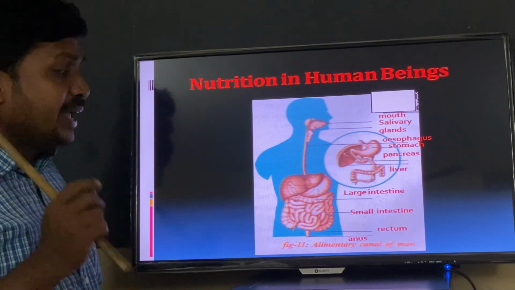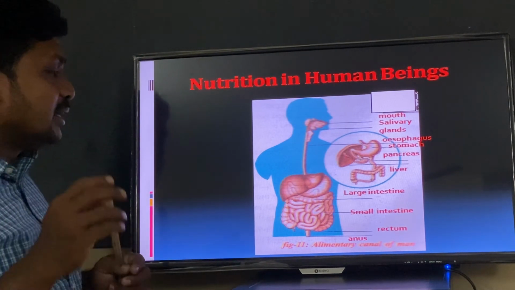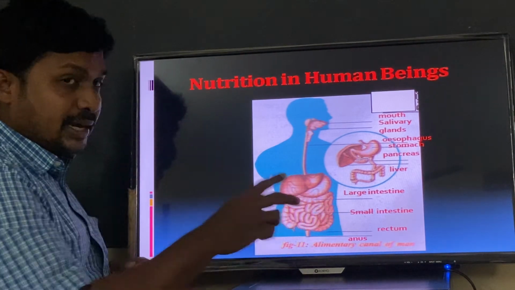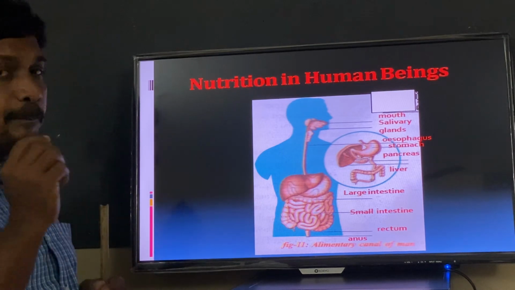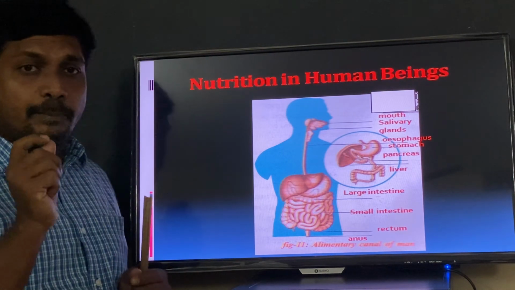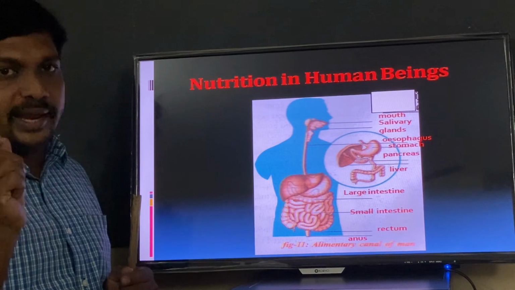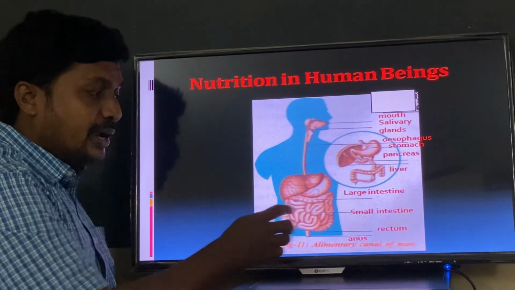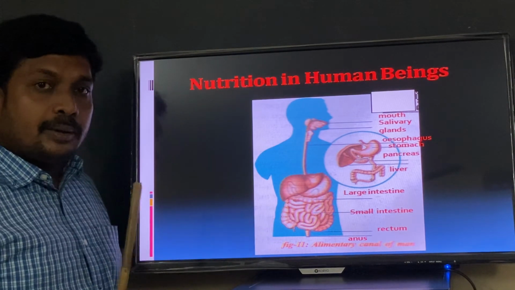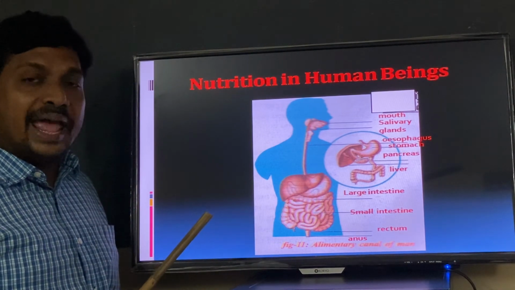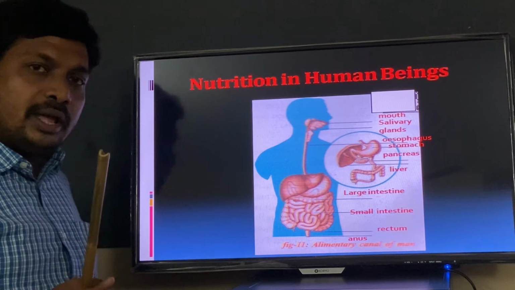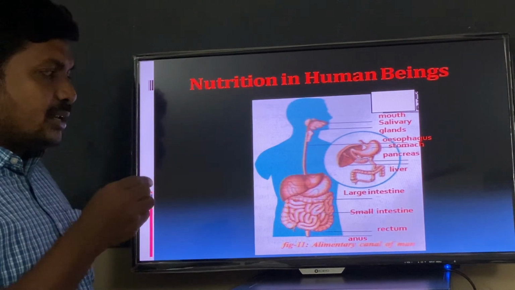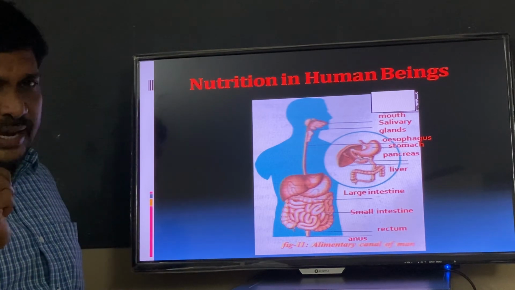What is that? Intestinal juice. This intestinal juice contains only two enzymes: peptidases and sucrase. Peptidases, released from small intestine, converts peptides into amino acids. Peptides are complex ones, amino acids are simple ones. Another enzyme, sucrase. What is that?